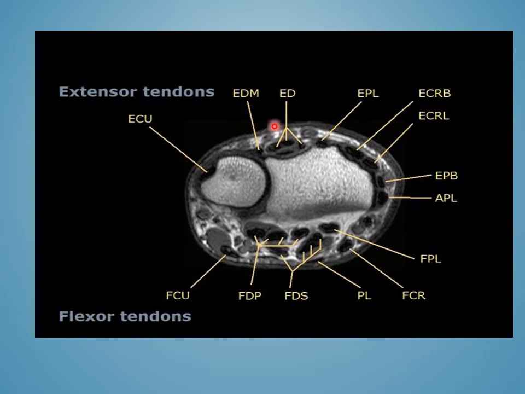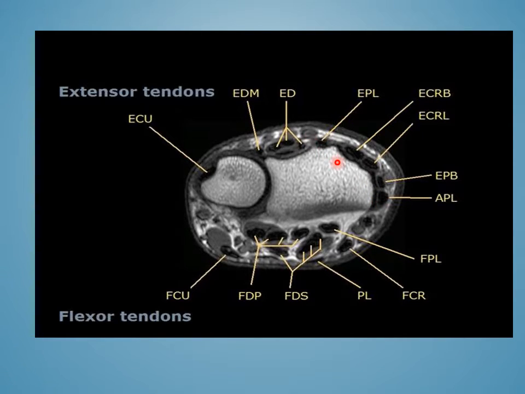Regarding the extensor compartments, it is divided into 6 compartments. Our landmark is the Lister's tubercle. Medial to it is the third compartment, which contains the extensor pollicis longus. Then laterally is the second compartment, which contains the extensor carpi radialis brevis and the extensor carpi radialis longus. Then the first compartment, which contains the abductor pollicis longus and the extensor pollicis brevis.